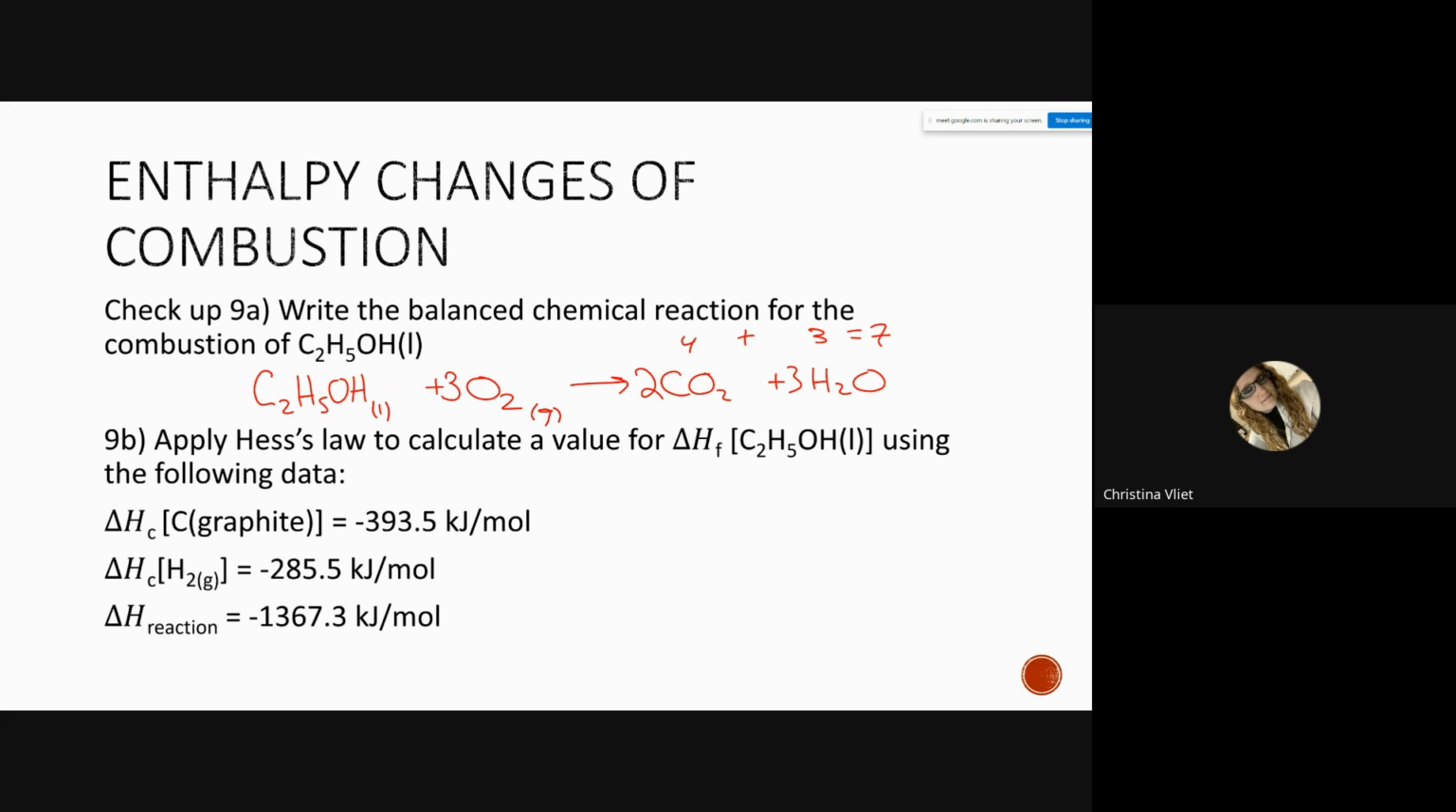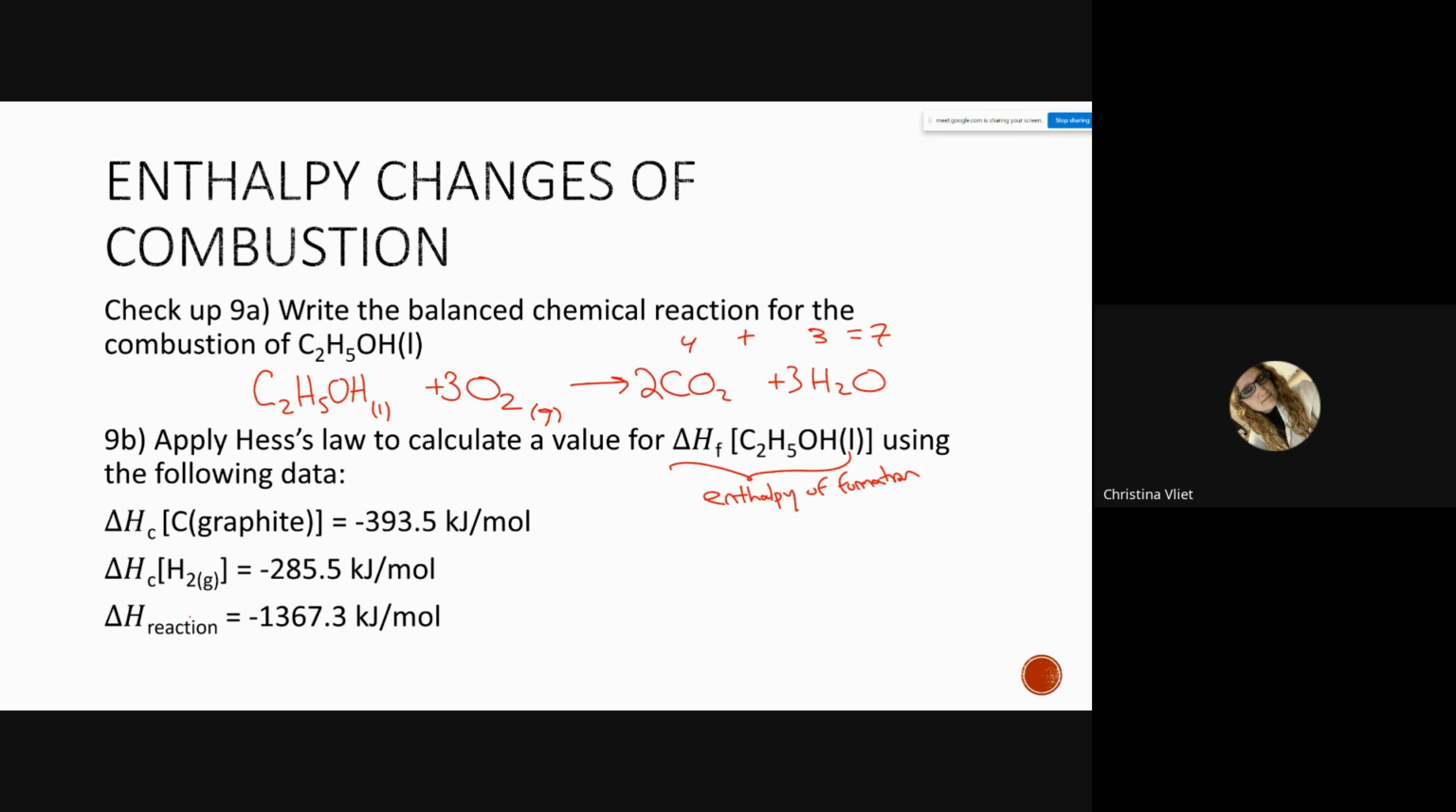Now here's the new thing. 9b. It says apply Hess's law to calculate a value for the enthalpy of formation. Just to recall, that means to form that compound from elements in the standard state using the following data. Delta HC of carbon is negative 393.5. Delta HC of hydrogen is negative 285.5, and delta H of reaction is negative 1367.3.